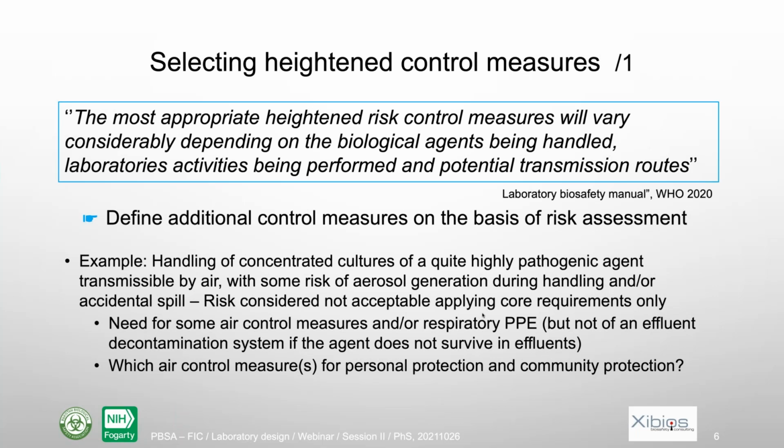But of course, in that case, we don't need to consider an effluent decontamination system. Why? Especially if the agent does not survive in the environment. So we need to focus on the reason why the risk is not acceptable. And then, of course, if we think about air control measures, we need to define which ones we would need for personal protection, but also for the protection of the community or the environment.